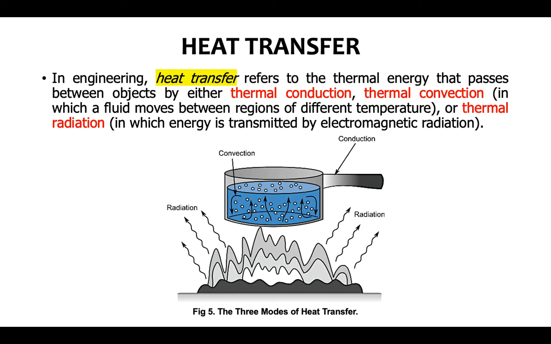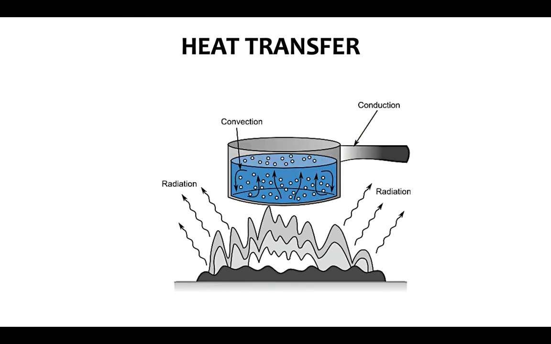These three heat transfer modes or types are shown in this figure and will be briefly described next. As mentioned just now, there are three different modes by which heat transfer or thermal energy is accomplished, meaning there are three types of how heat is transferred from one system to another system.